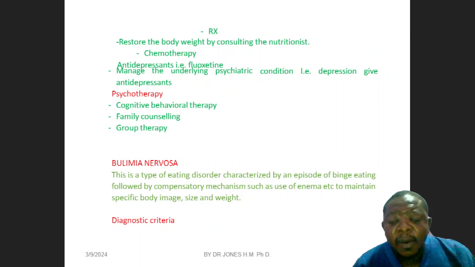Okay, so the other type of eating disorder is bulimia nervosa.